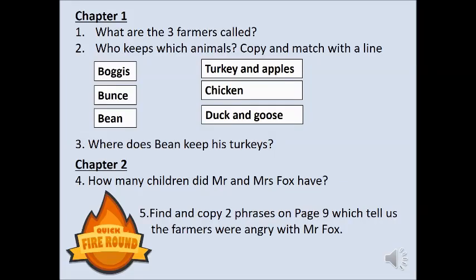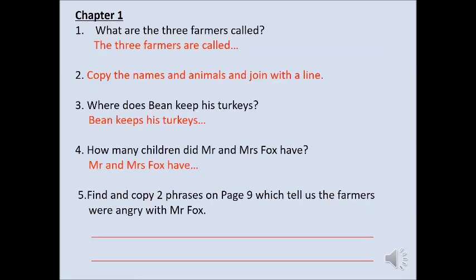Question 1. What are the 3 farmers called? Question 2. Who keeps which animals? So you've got your 3 farmers down the left-hand side. You need to draw a line to the right animal that they keep. Where does Bean keep his turkeys? Then in chapter 2, how many children did Mr. and Mrs. Fox have? And then question 5, find and copy 2 phrases on page 9 which tell us that the farmers agree with Mr. Fox. So there are your sentence stems. Remember to answer in full sentences. Use the text to help you. Pause the video, and when you've got your answers, press play.